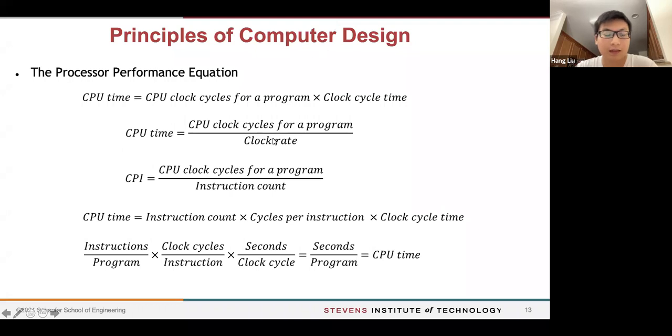And then clock cycle time is the reverse of the clock rate. Okay. Then we see CPI, or cycles per instruction. It means the clock cycles for one instruction, right? Or it's the total clock cycles for a program divided by the instruction count, or IC. Putting all of them together, you can see the CPU time actually equals the instruction count multiplied by CPI multiplied by clock cycle time. Okay. A couple of things have to be kept in mind.